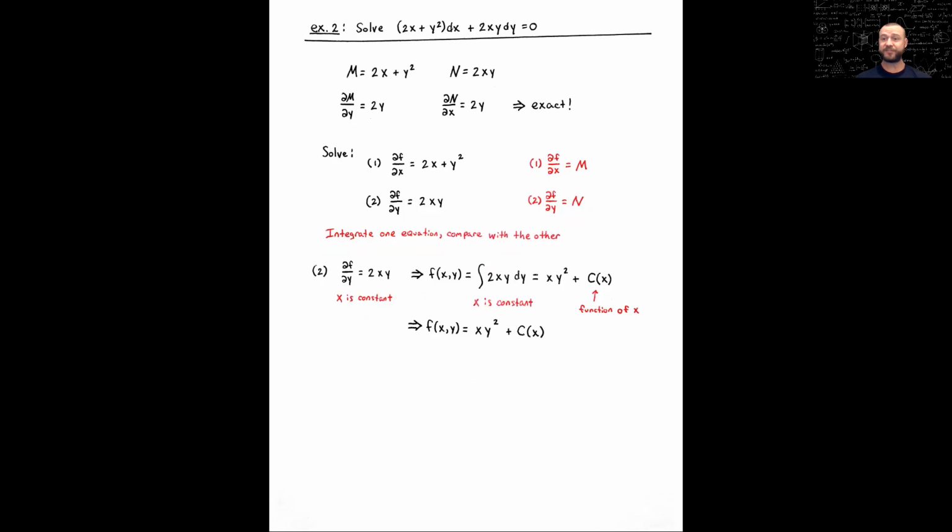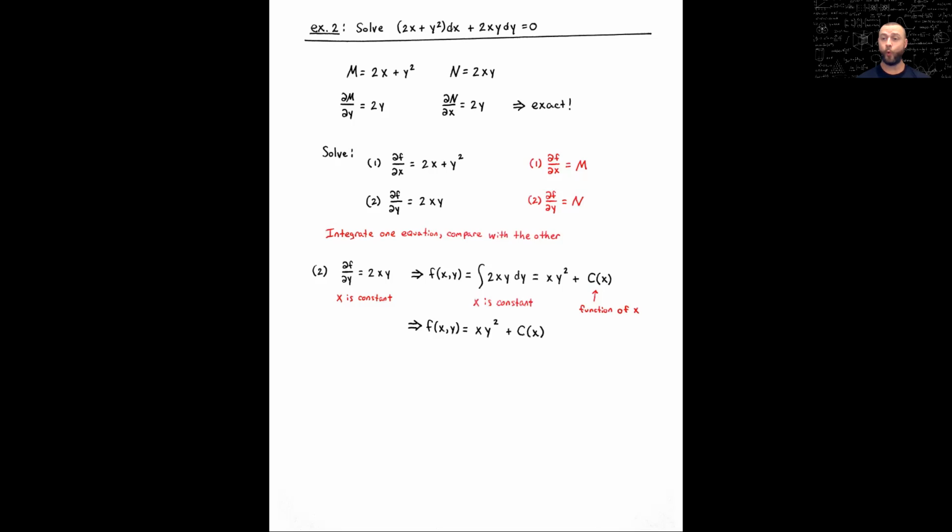All right, now we basically have solved for the function f, but we still have an unknown, that constant function of x, which came up due to integrating. Once we determine that function c of x, we've found our potential function, and we basically have solved our ODE. Now, this is the end result of integrating equation 2. We haven't done anything with equation 1.